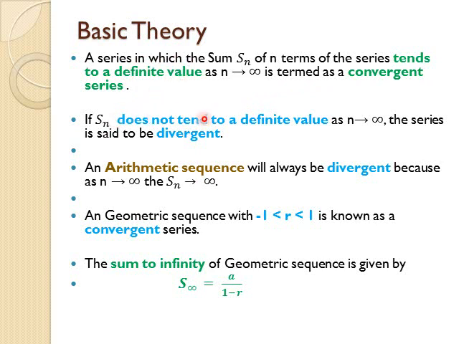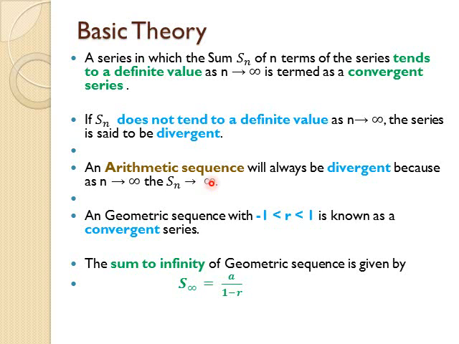If Sn does not tend to a definite value as n tends to infinity, the series is said to be divergent. So as I continue adding, the value just becomes bigger and bigger, either towards the positive or the negative side. So in short, an arithmetic sequence will always be divergent because as n tends to infinity, the Sn tends to infinity.